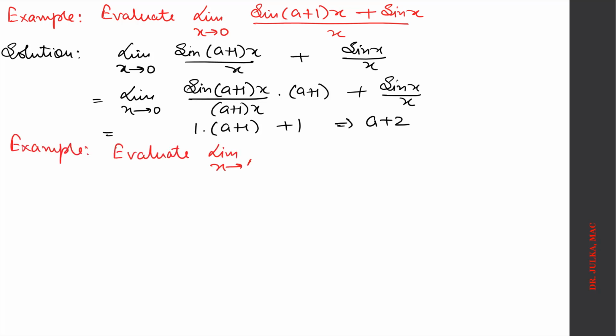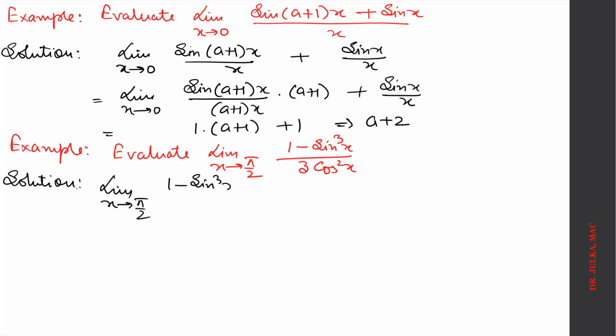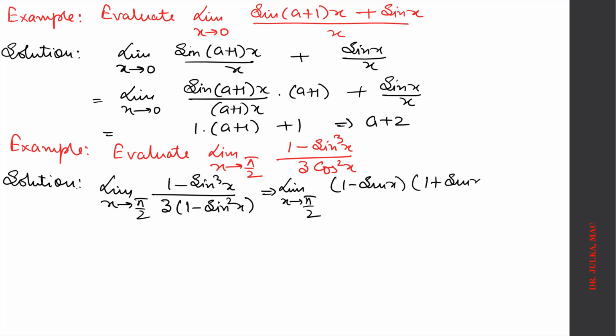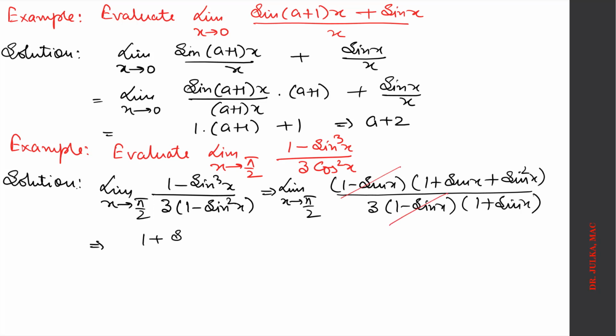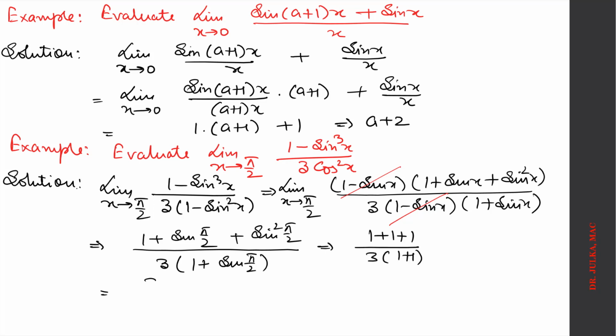Next example. Limit x tends to pi by 2, (1 minus sin cube x) divided by 3 cos square x. Cos square x equals to 1 minus sin square x. So we have limit x tends to pi by 2, (1 minus sin cube x) divided by 3 times (1 minus sin square x). Now factorize this. A cube minus b cube is (a minus b)(a square plus ab plus b square). And a square minus b square is (a minus b)(a plus b). So now we will cancel (1 minus sin x) in numerator and denominator both. And after putting x equals to pi by 2, we will get the answer (1 plus 1 plus 1) divided by 3 times (1 plus 1). And the answer is 1 by 2.